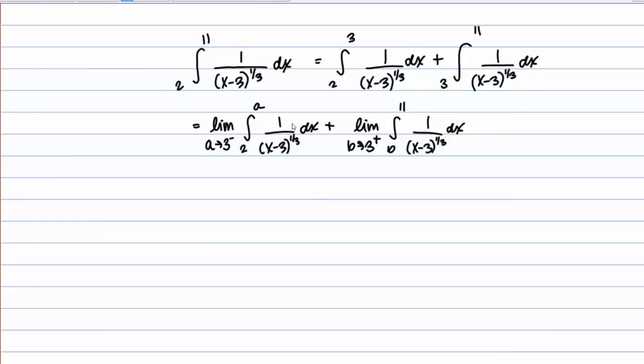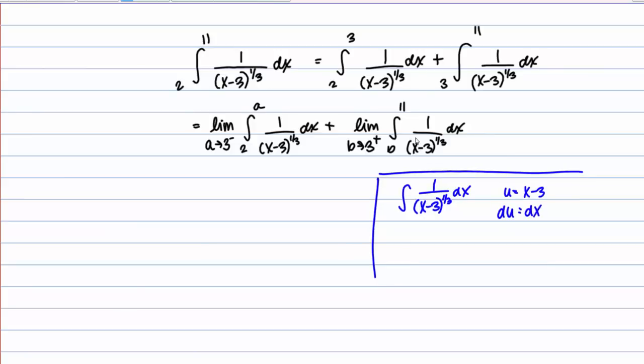Now I have the same integrand in both places here, so let's figure out its antiderivative off to the side. If I look at the indefinite integral, I have 1 over the quantity x minus 3 to the 1/3 power dx. I can do a quick u substitution here and let u equal x minus 3, so du is dx. Then I have the integral of u to the negative 1/3 power du, which gives me u to the 2/3 over 2/3, or 3/2 u to the 2/3 power. So that's 3/2 times x minus 3 to the 2/3 power.